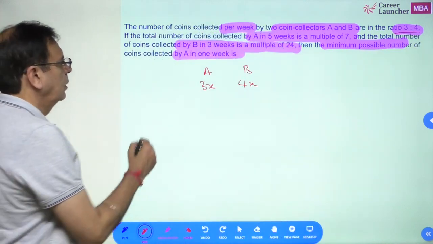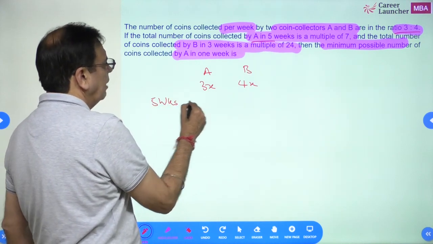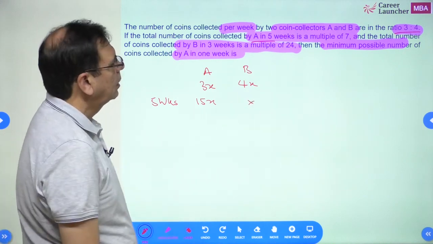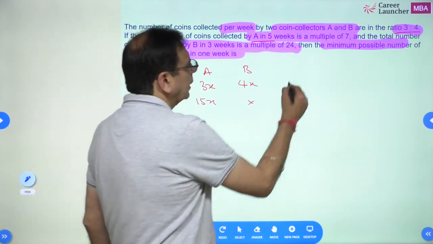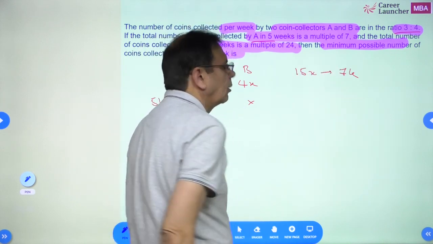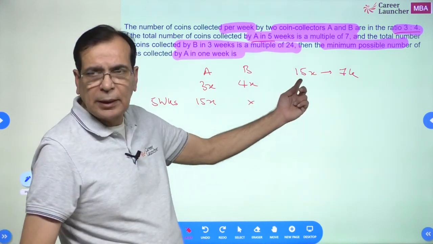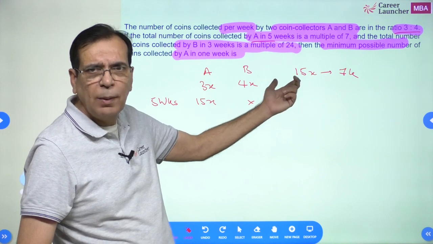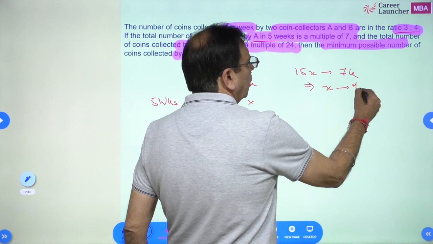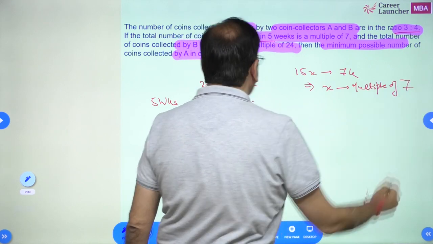Okay. Now what happened? A in 5 weeks. In 5 weeks, what are we given? A will do 15x. इसको छोड़ देते हैं, इसकी हमें जरूरत नहीं है अभी. Okay. And this is a multiple of 7. So what does it say? 15x should be a multiple of 7, some multiple of 7. Okay. So क्या कह सकते हैं x के बारे में? 15 is not a multiple of 7. That means x should be a multiple of 7. So this is telling me x has to be multiple of 7.